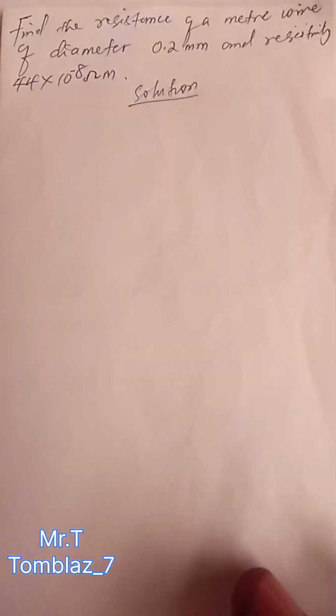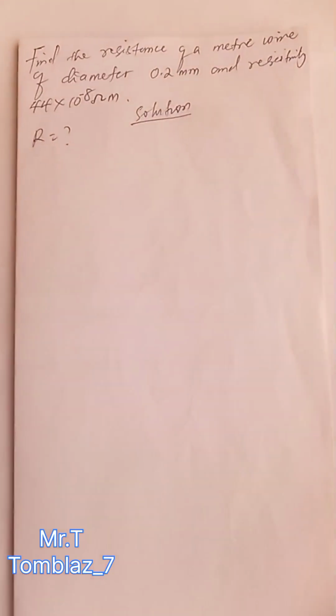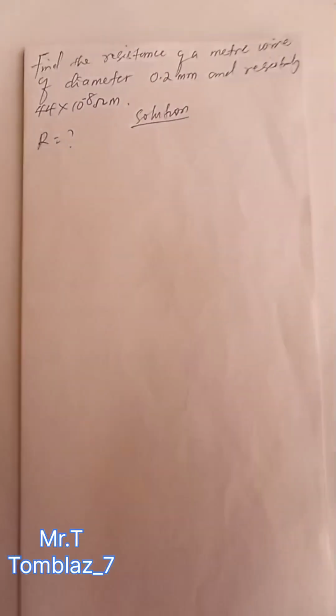Now let's observe this question carefully. It says that we should find the resistance. So we are looking for resistance. Let's start with that. R is question mark. And then they say of a meter wire. So we know that the length of the wire is 1 meter.